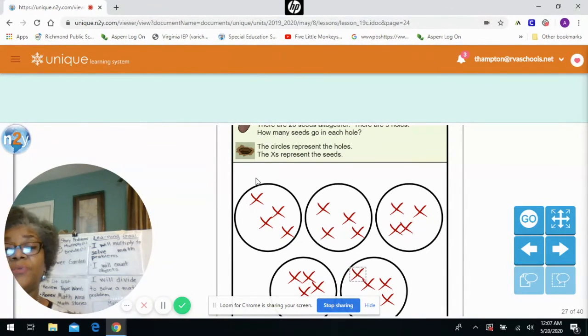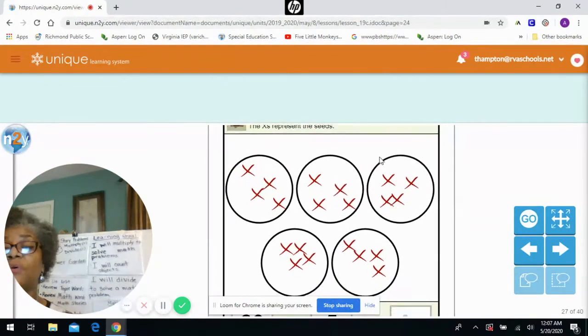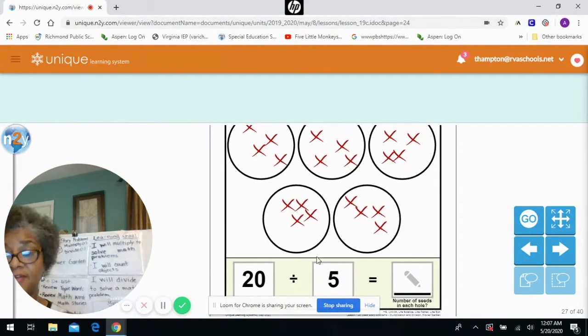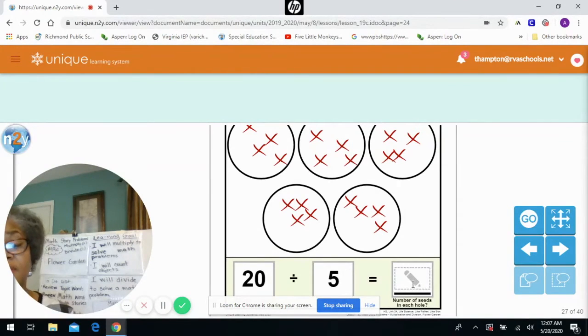All right, so we're all out of seeds. Now let's count. 1, 2, 3, 4 in that one. 1, 2, 3, 4 in that one. 1, 2, 3, 4 in that one. So what is the answer? 20 divided by 5 equals what? Yes, equals 4. Very good.